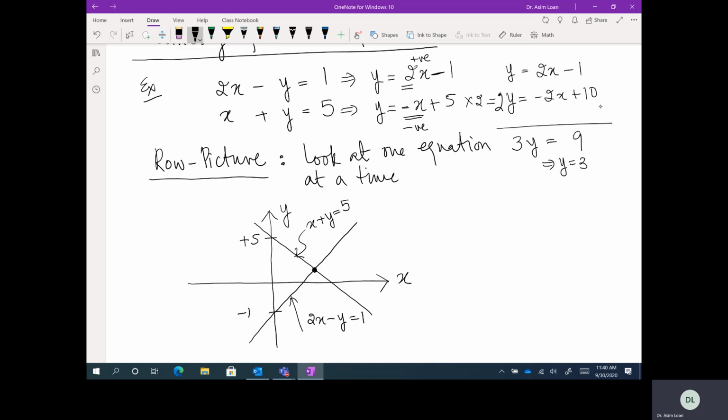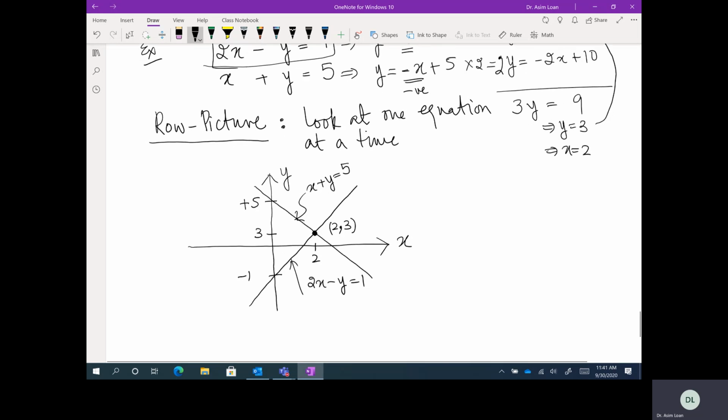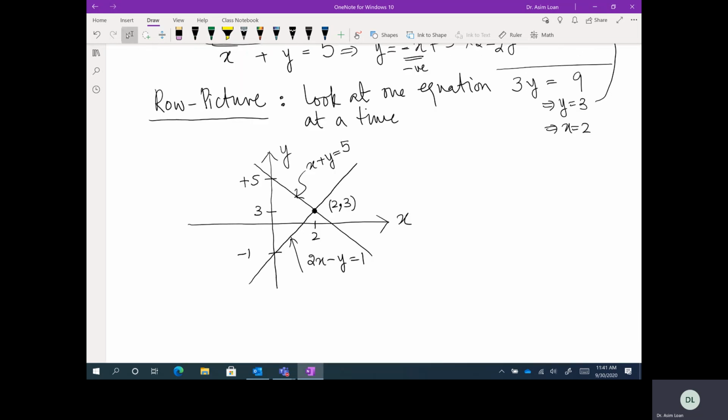So if I put y equal to 3 in this equation, I'll get 3 plus 1, 4, so x is equal to 2. This implies x is equal to 2. So this is 2 and 3. Maybe it's not drawn to scale, but this is the point, 2, 3. Okay, so this is the row picture, where you look at each individual equation, plot it, and find the point of intersection.